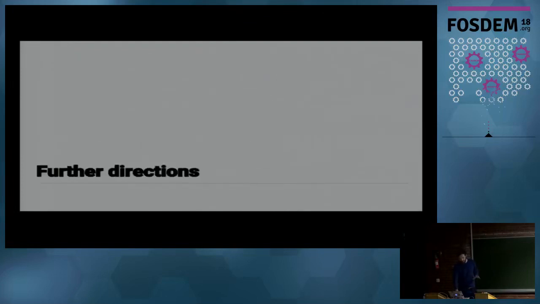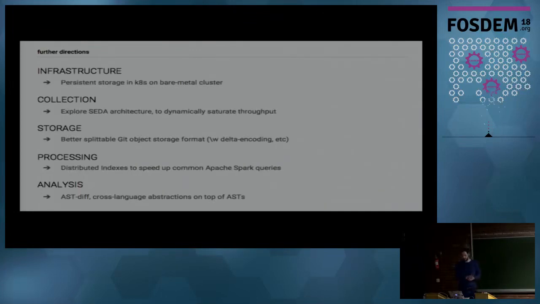That's a high-level overview, and there are some future things that we want to get done. For example, on the Kubernetes side, having a bare metal cluster and persistent storage is not really an easy thing to make. On the collection side, there's a concept of staged event-driven architectures. It's a paper published by Google, I think, about how to make a scalable system that dynamically saturates resources by having queues in between the stages, which is very interesting if you want to clone 100 million repositories. On the processing side, we're looking into adding distributed indexes to speed up the Apache Spark queries that we have.